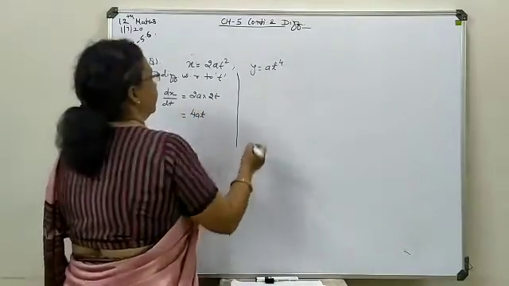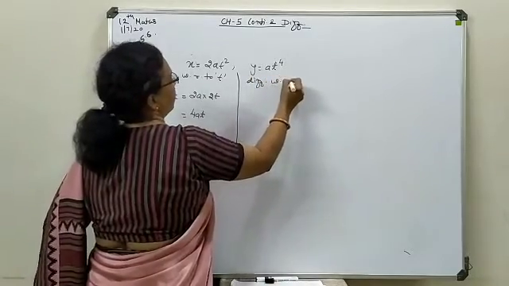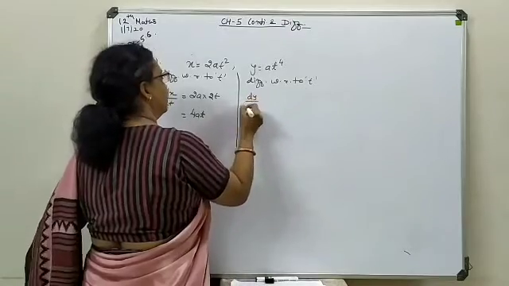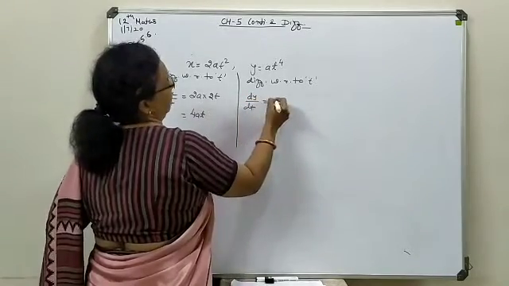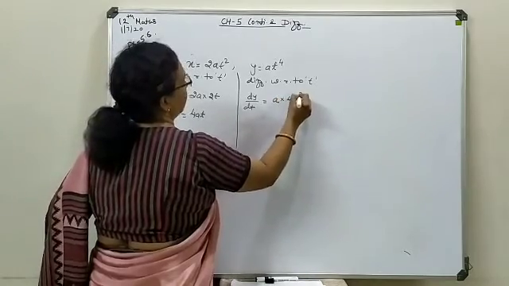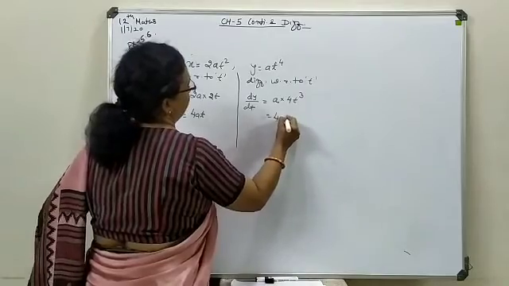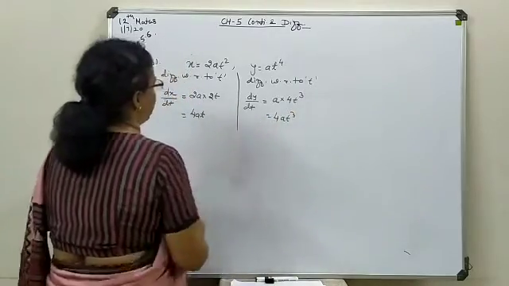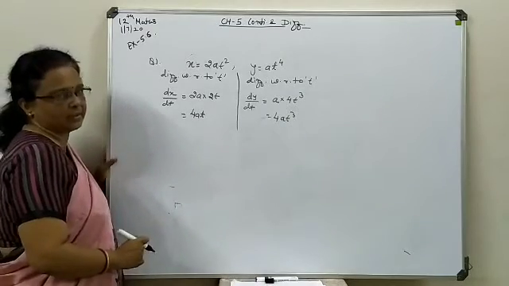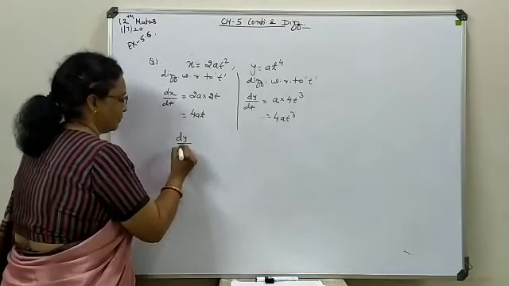Come to the other one. This is also differentiated with respect to t. So dy by dt, here a is a constant, and that will be 4t cube, n minus 1. So finally it is 4at cube. This way both the terms you have evaluated, but our main purpose is to find dy by dx.